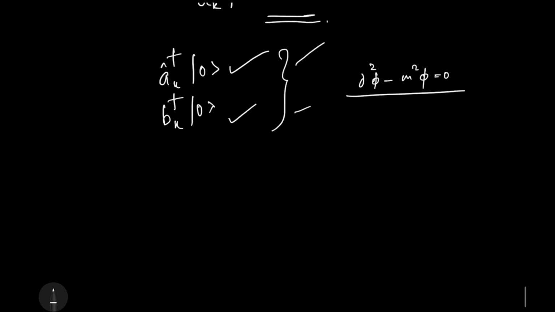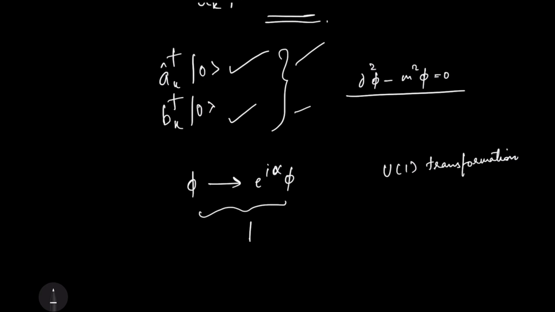That is the question. Then you have to use an internal symmetry to find it out. So here we use the phase rotation that we have discussed, e raised to i alpha phi. This is a symmetry. Mathematically, this is called the U(1) transformation. No need to worry about hearing such a name. U(1) is just a mathematical name for phase rotation.